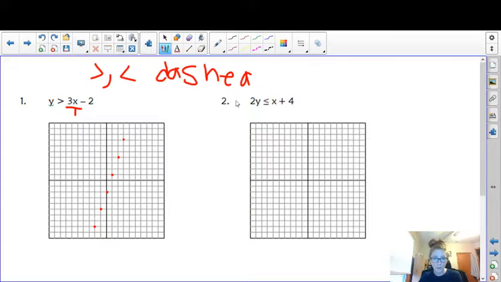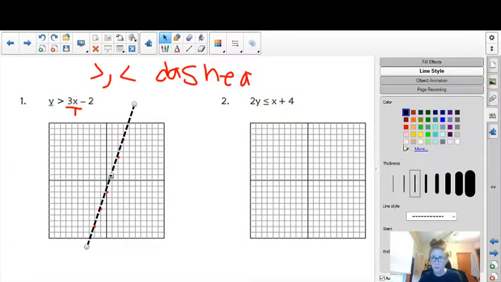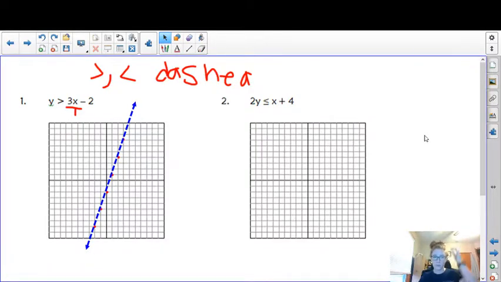So I'm going to go ahead and get my graphing tool, and start in the best spot, so I'm going to adjust it a little bit. And we're going to color it blue. So there's my first line.